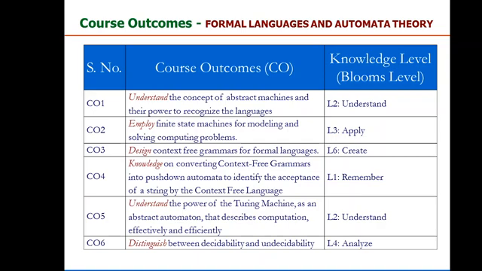Then coming to CO5, understand the power of the Turing machine as an abstract automaton that describes computation effectively and efficiently. It is related to level 2, understand. The last, CO6, distinguish between decidability and undecidability. It is related to level 4, which is analyze.